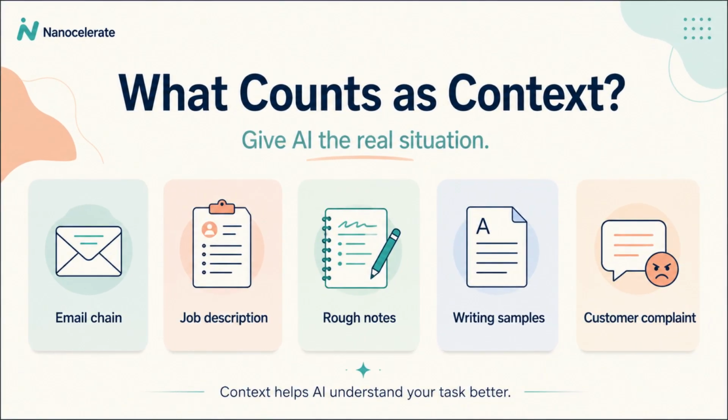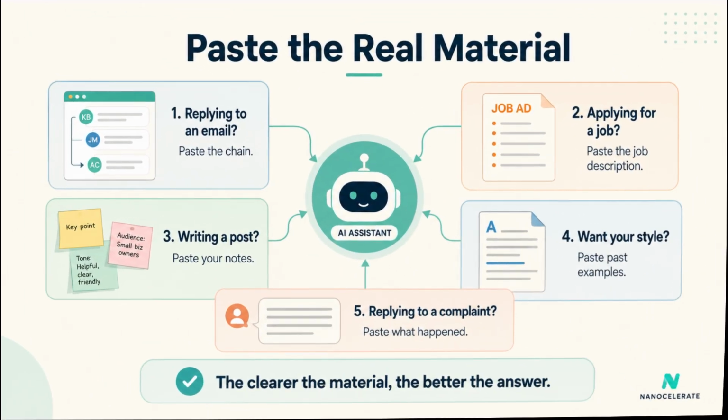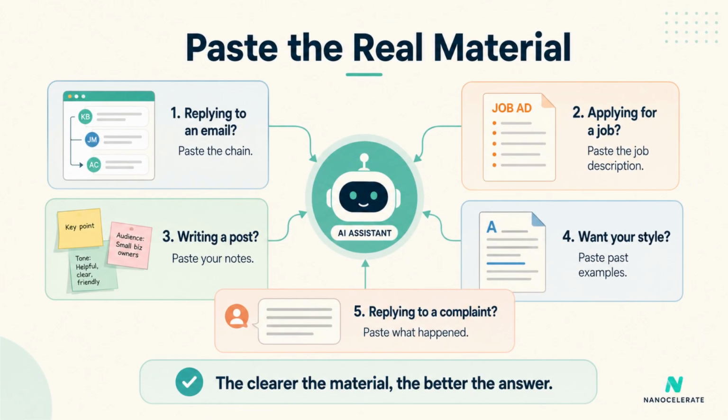Now, the next question is, what should you give AI as context? The answer is anything that helps AI understand the real situation. If you are replying to an email, paste the email chain. If you are applying for a job, paste the job description. If you are writing a post, paste your rough notes or the main idea. If you are improving your writing style, paste a few examples of your previous writing. If you are responding to a customer, paste the complaint and explain what happened before.